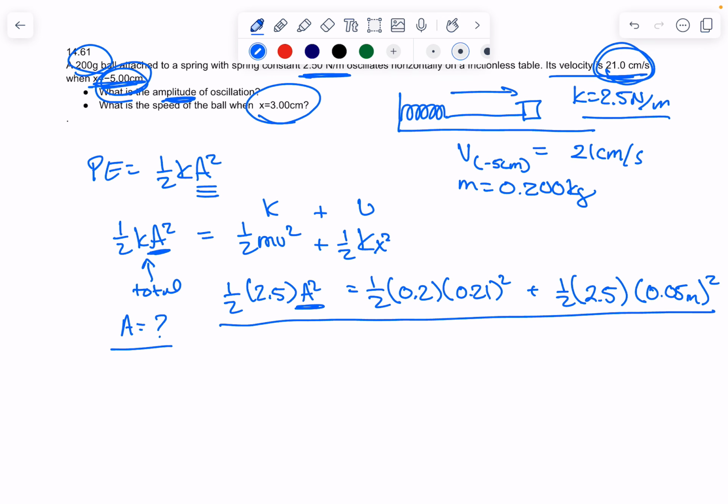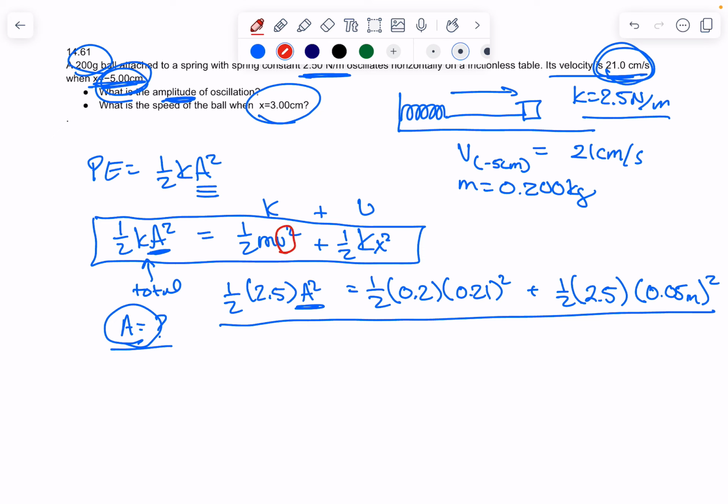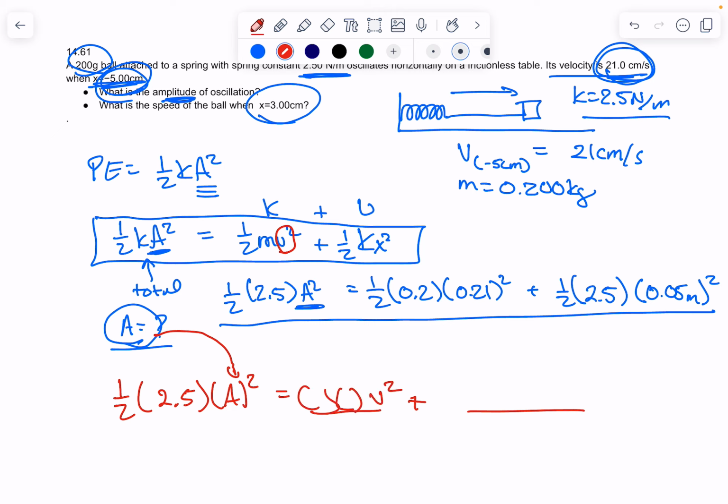Now the question was the speed of the ball at this particular time. I'm going to use the same equation, but now that I know a, I'm going to solve for v instead of a. So I say 1/2 times k, which is 2.5, times a squared, where a is the answer from the previous question. Then you plug in all your numbers, and you end up with a v squared, and you're going to solve for v algebraically.